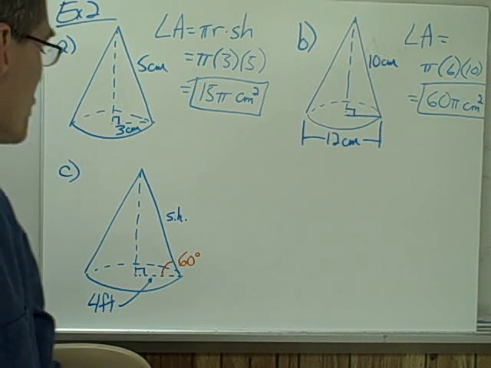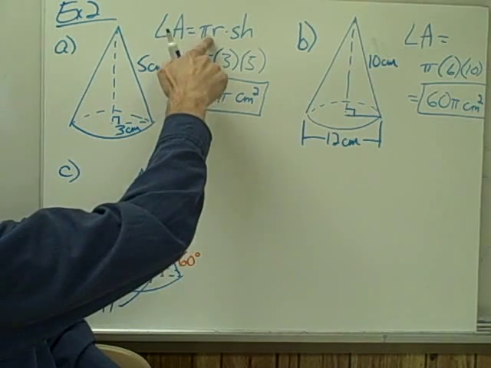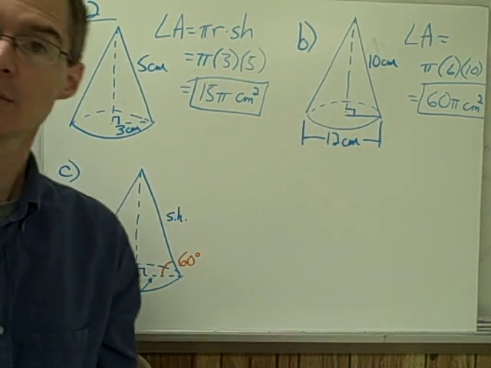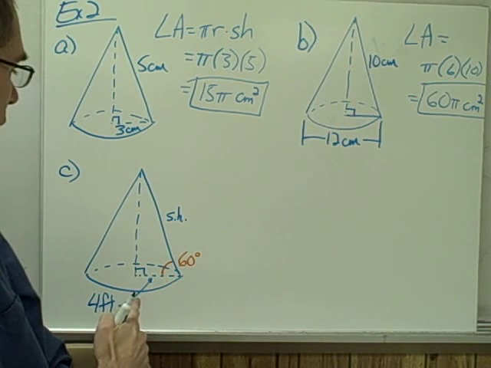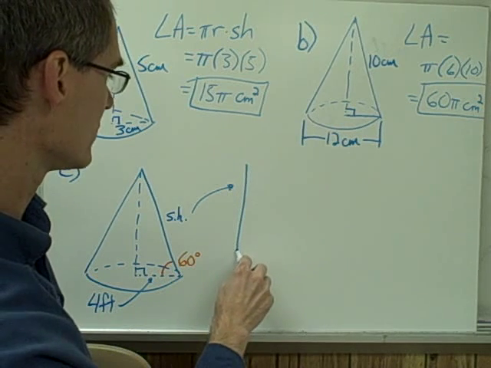Now, example 2c, I've got my radius. I need that to calculate my lateral area, but I don't have a value for my slant height, which means I'm going to have to figure out what my slant height is. In order to do that, I'm going to break out this right triangle.